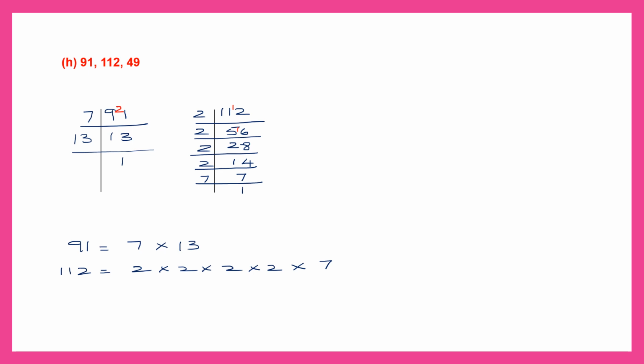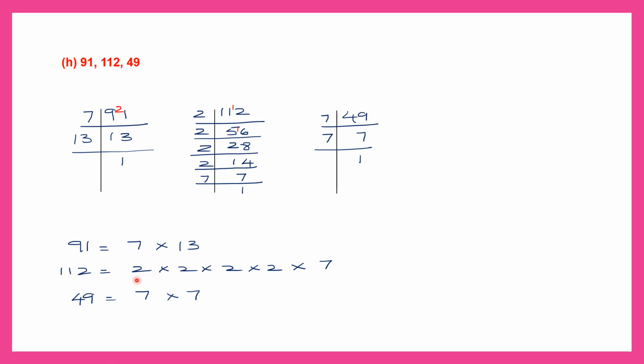Okay, now let's take the third number, which is 49. Now 49 can be divided only by 7. 7 sevens are 49, so divide 7 again. 7 ones are 7. So what are the prime factors of 49? 7 into 7.